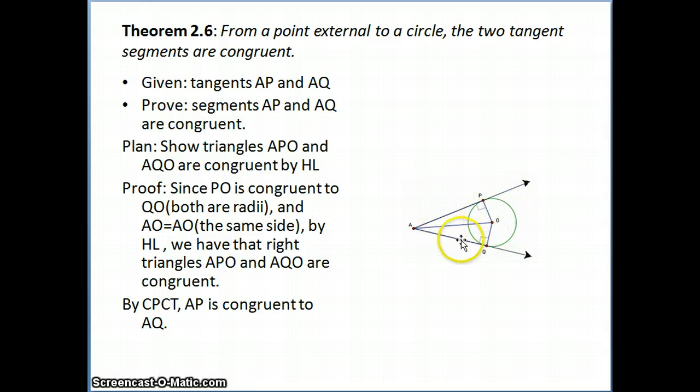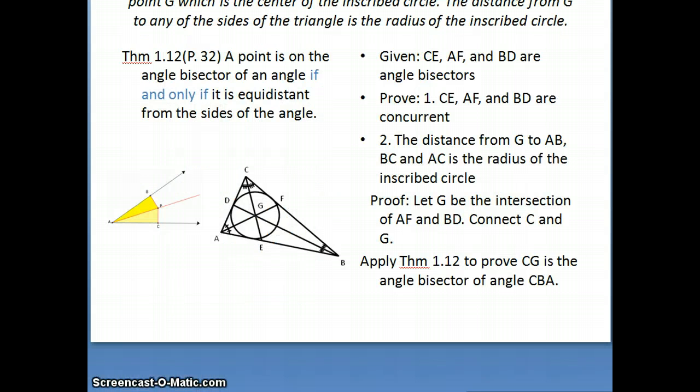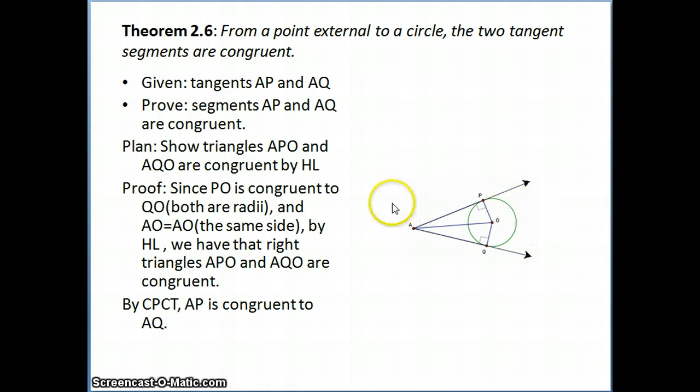This is very similar to one of the problems we have learned before, the angle bisector theorem we just mentioned, theorem 1.12: the point is on the angle bisector if and only if it's equidistant from the sides of the angle. So it's very easy. There are many different ways here.